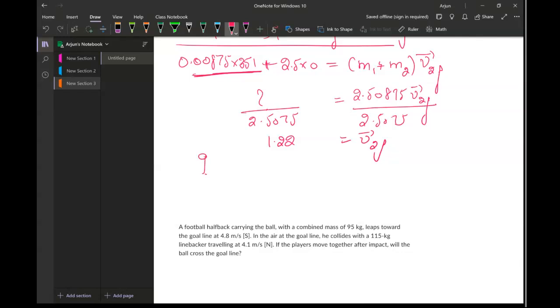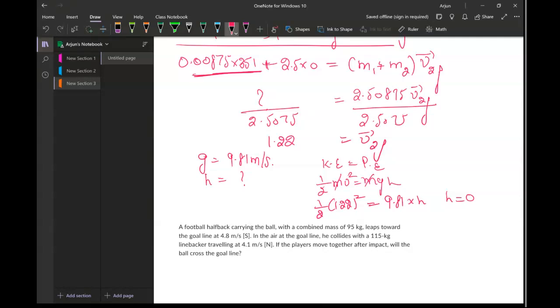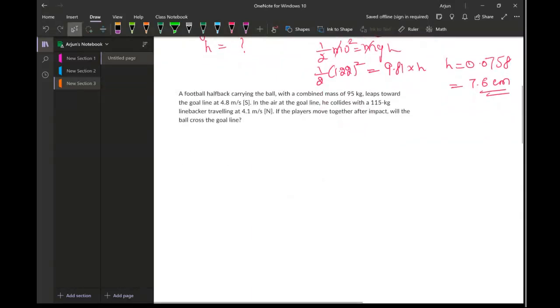So G is equal to 9.81 meters per second squared. Height is what we are looking for. So we're going to write down kinetic energy is equal to potential energy, which is half mv square equal to mgh. Mass are same, so we just gonna compare the velocities. Half times 1.22 square equal to 9.81 times h, and the h value will come out to be 0.0758 meters. So you can call it 7.6 centimeters also.